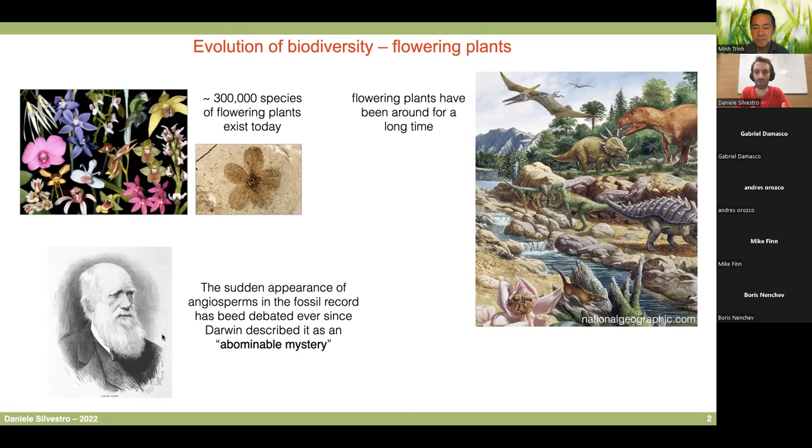But in the fossil record, the fossils of flowering plants show up all of a sudden toward the end of the Cretaceous, the period at the end of which dinosaurs went extinct. So ever since Darwin, scientists have been a bit puzzled about how this very diverse group of organisms appeared in the fossil record all of a sudden, and what the history behind that was. When did angiosperms, or flowering plants, originate, and how did their biodiversity accumulate over time?